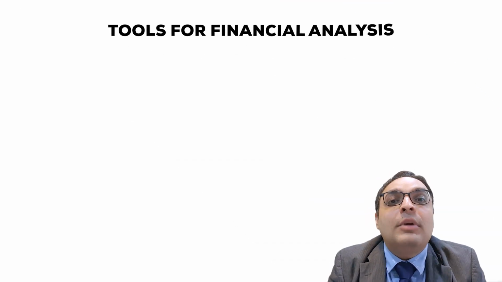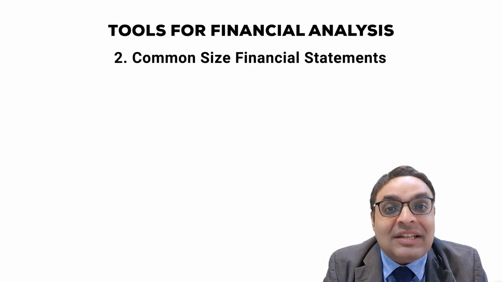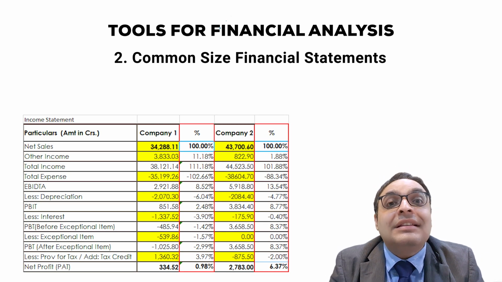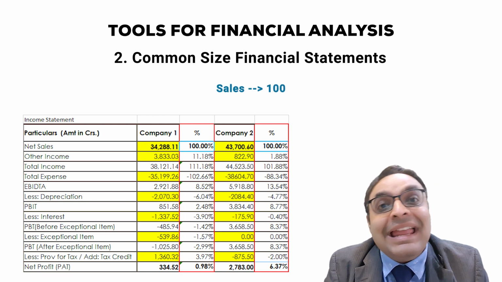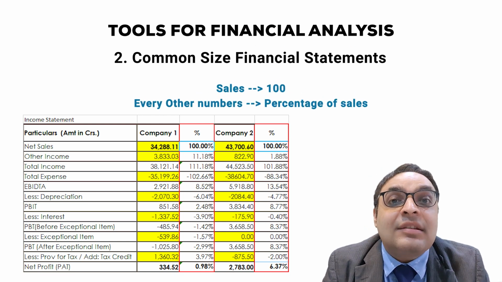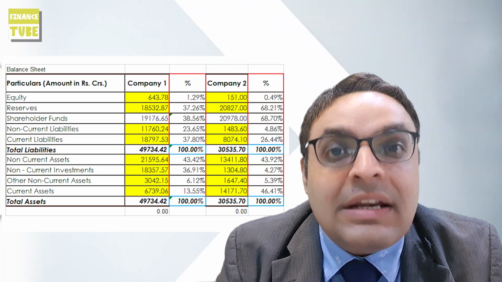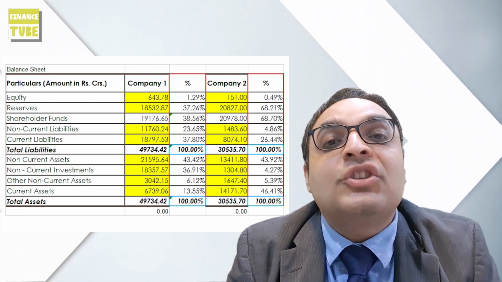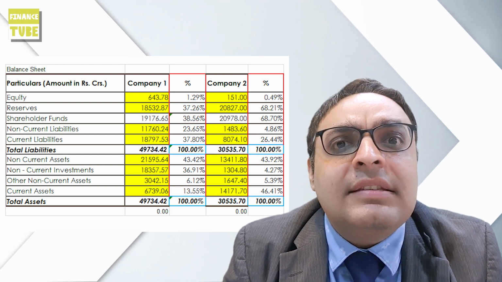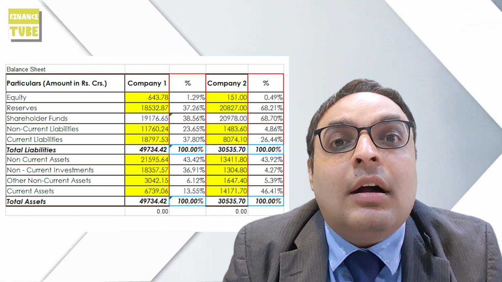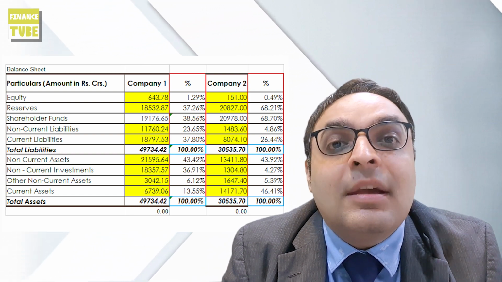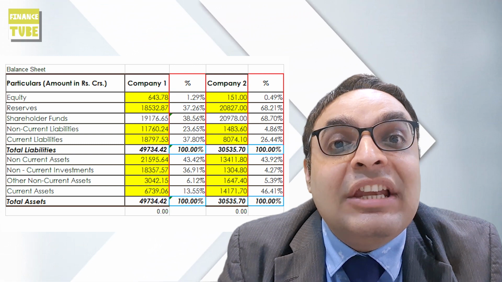Going on to tool number two, common size financial statements. When we talk about common size financial statements, what we do is we convert the sales number as 100 and every other number is expressed as a percentage of sales. When we do it for the balance sheet, we take the total of the balance sheet as 100 and every line item of the balance sheet is expressed as a percentage of the total. Why do we do this? This helps us to compare the peers or compare the year-on-year performance of a company by eliminating the magnitude bias.